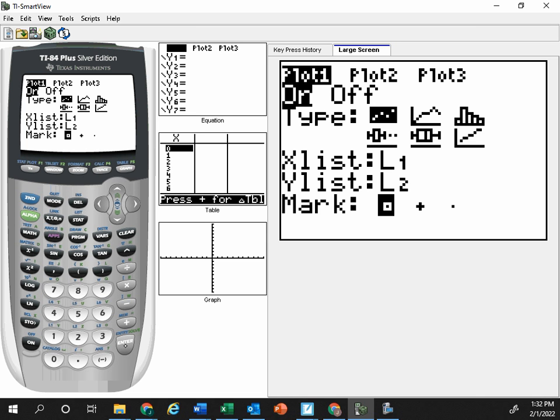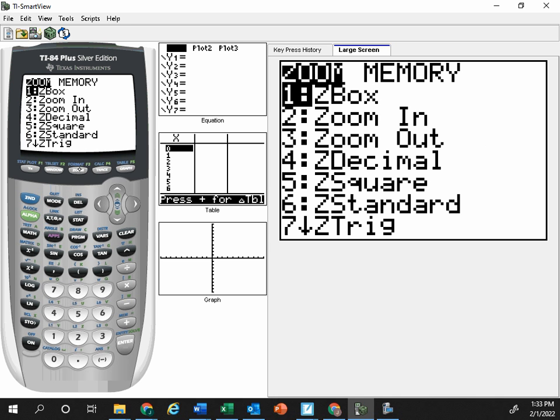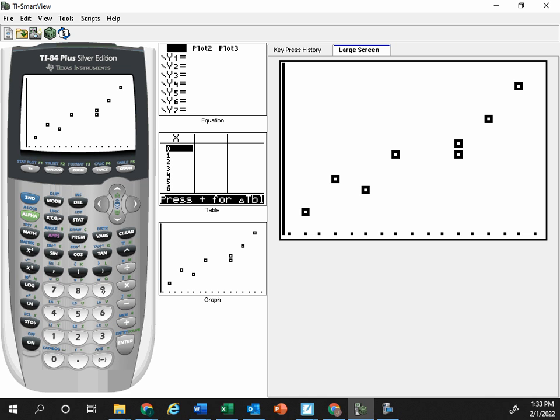I have my X's in list 1. I have my Y's in list 2. And then I'm going to push zoom 9 just so I get a nicely sized graph, like it fits well. That's zoom stat. So there is my scatter plot. If yours doesn't look like this, let me know and I'll come help.